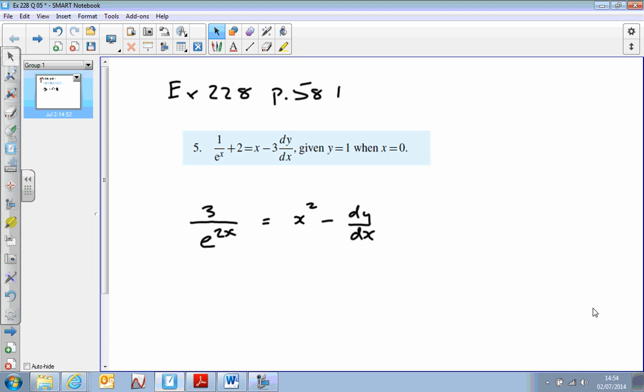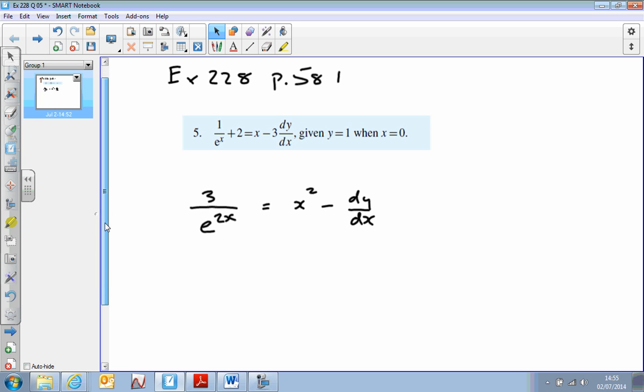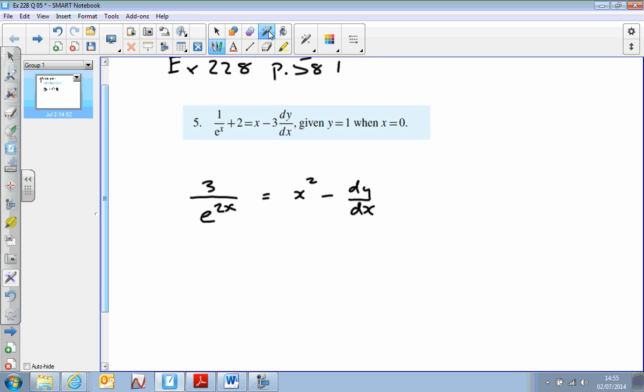Exercise 228, page 581, question 5. Again, I'm not going to run through this question because it's in the textbook, and there you'll have the answer there so you can try it for yourself. I'm going to run through one that's very similar here, but I will just get as far as a general solution. You'll then have to carry on and put in these conditions in the question in the textbook to get the particular solution.